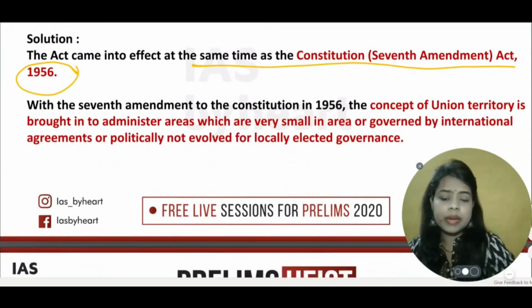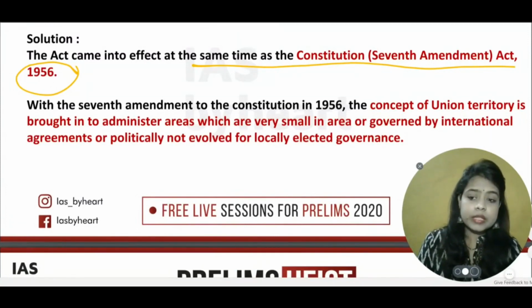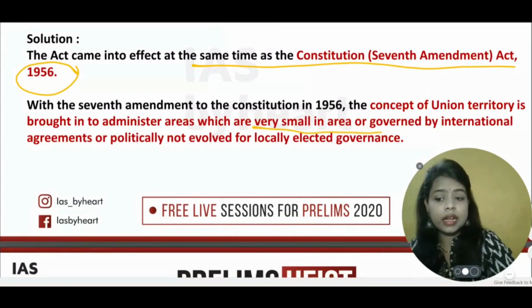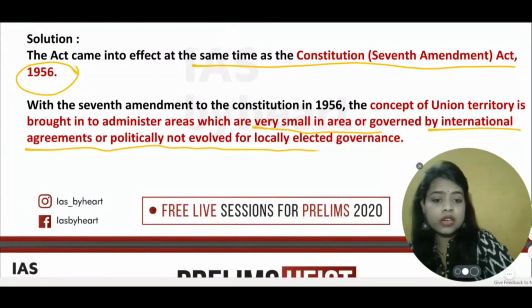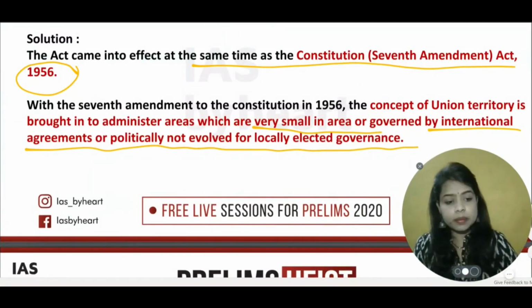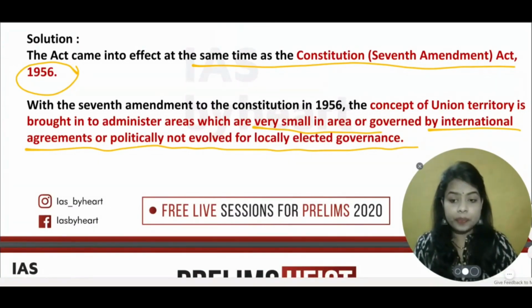So with the 7th Amendment Act to the Constitution in 1956, the concept of union territory was brought into administered areas with a very small area, in an area governed by international agreements or politically not evolved for local elective governance. So these were the words which were used in the act, but later we have extended it. Later we have added many other reasons, the strategic reasons, the cultural reasons, and also the security reasons. We have added many.